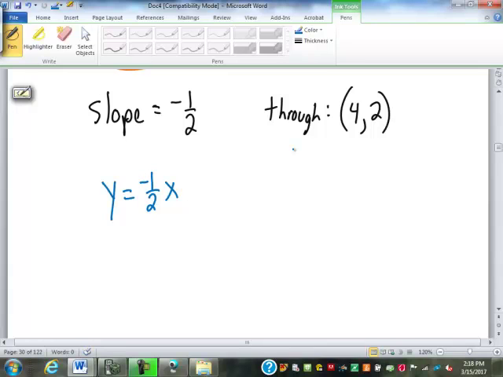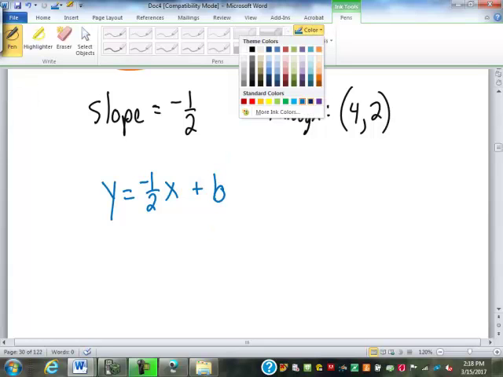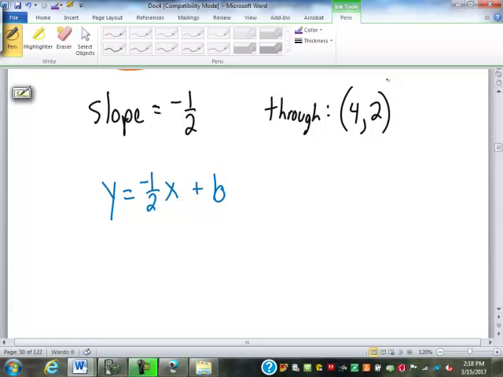Perfect. -1/2 times x. And then for the y-intercept, we're just going to put in plus b because we don't know what that y-intercept is yet. So now we're going to put our point in here for x and y. What number goes in for y? 2. The 2. What number goes in for x? 4.